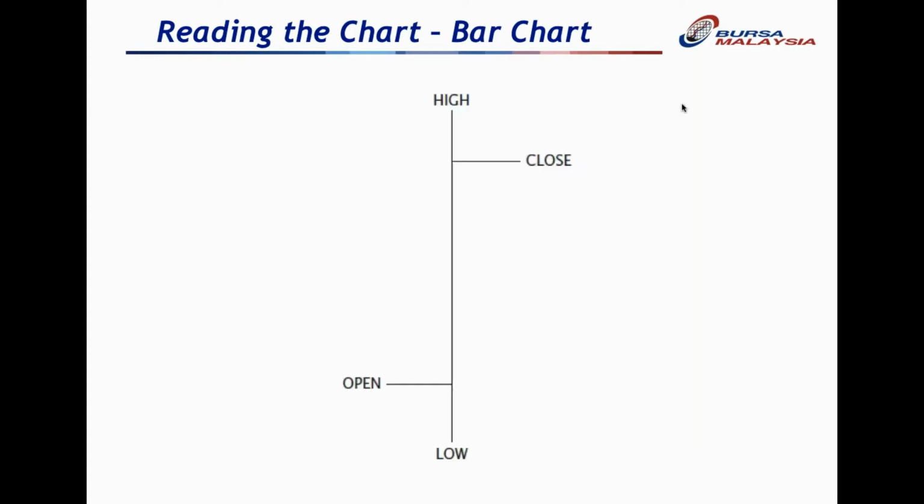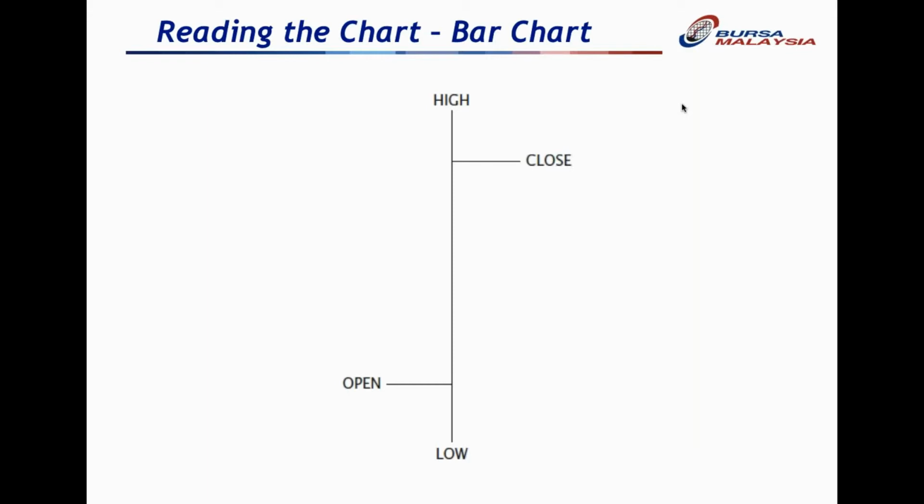How to see a bar chart? The bottom of the line is the lowest point of the day. The highest part is the highest point, and then on the right hand side, that is the closing price. On the left hand side, that is the opening price. So this is how to read a bar chart.